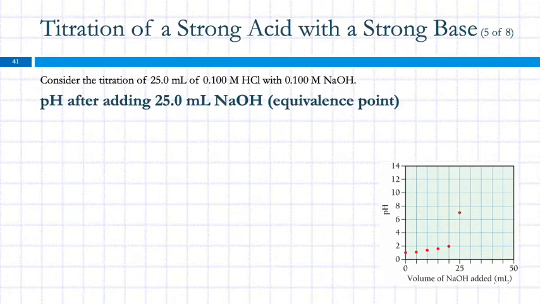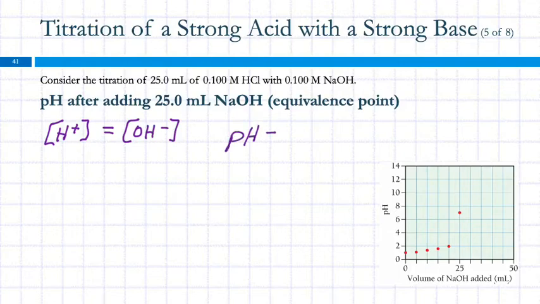So here, I mean, we could do the whole calculation, but let's not. We know that the H plus concentration is going to be equal to the hydroxide ion concentration. And in that situation, we have pH equal to 7. And that's going to happen anytime you're titrating a strong acid and a strong base.